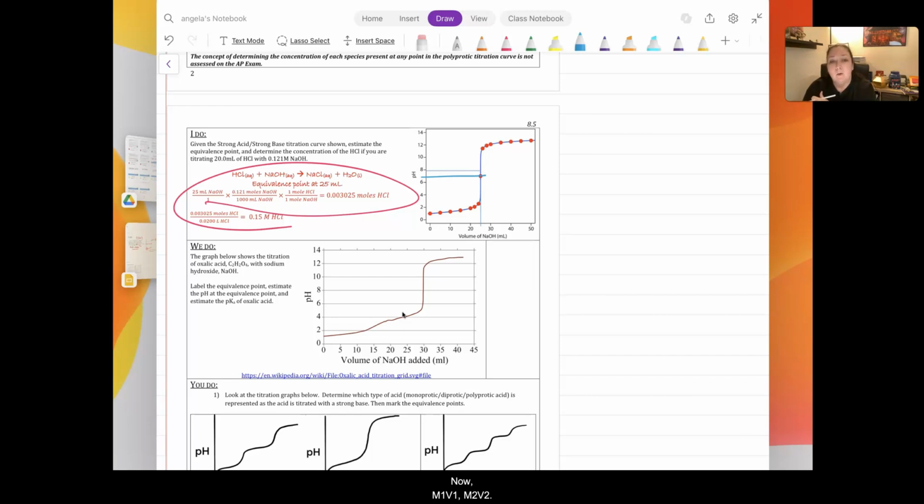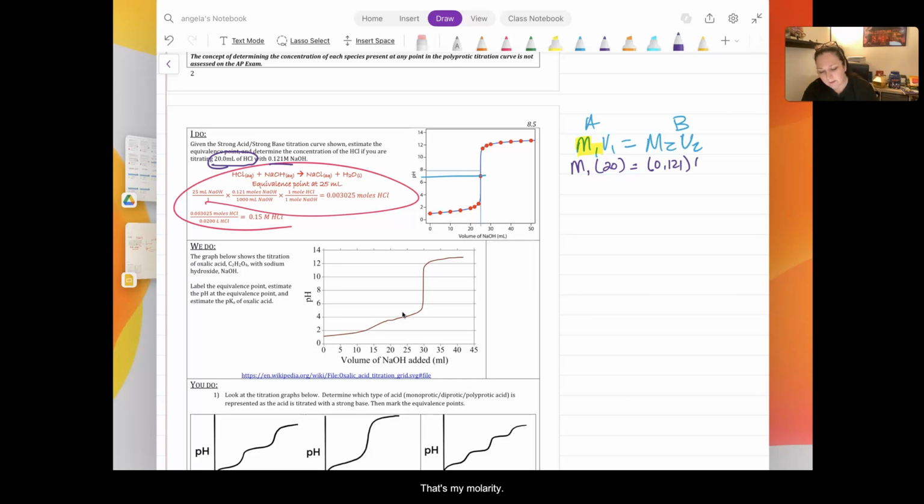Now, M1V1, M2V2. So yes, it's our boom boom equation if we're diluting. So pick one to be the acid, one to be the base. Doesn't matter which one's which. I'm solving for my unknown, the molarity of the acid. So I need to know the volume of the acid. Well, I'm starting with 20 milliliters of HCl. All right, great. Now I need the molarity of the base. Well, there it is.